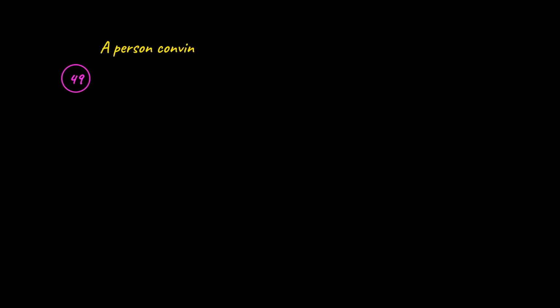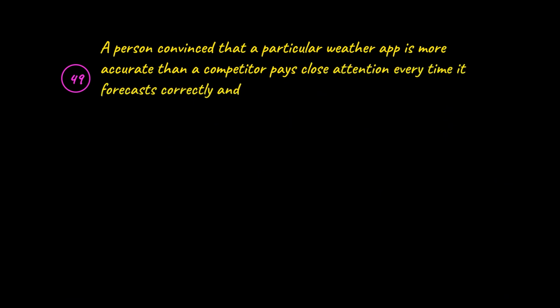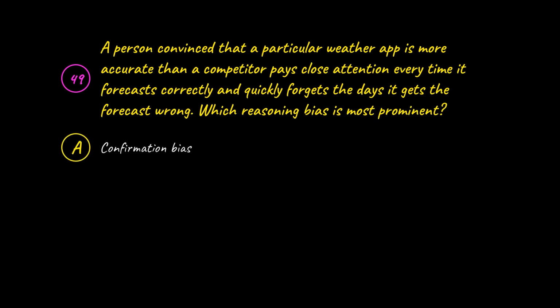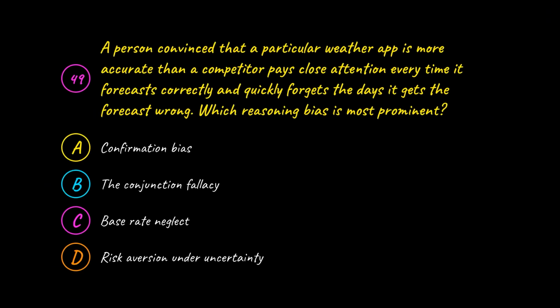Question 49. A person convinced that a particular weather app is more accurate than a competitor pays close attention every time it forecasts correctly and quickly forgets the days it gets the forecast wrong. Which reasoning bias is most prominent? Your options are A. Confirmation bias, B. The conjunction fallacy, C. Base rate neglect, D. Risk aversion under uncertainty. Which one is it? Pause the video if you need more time.